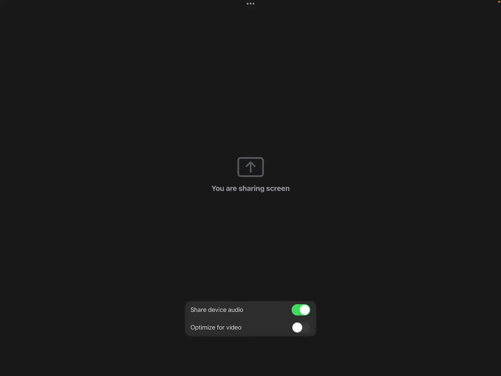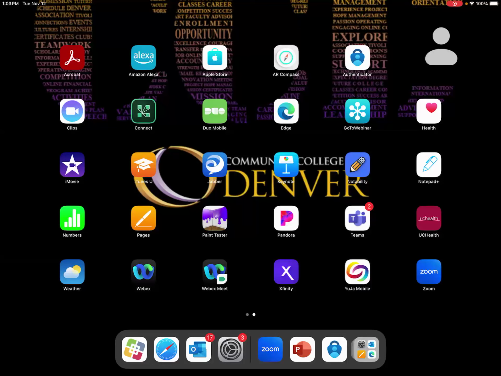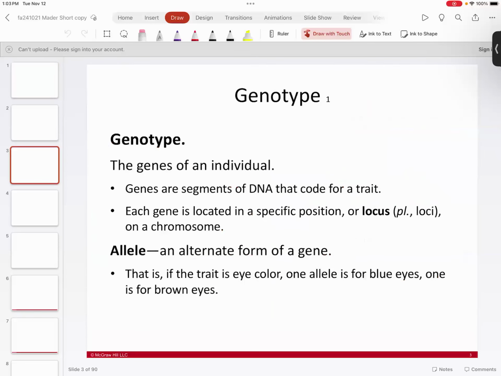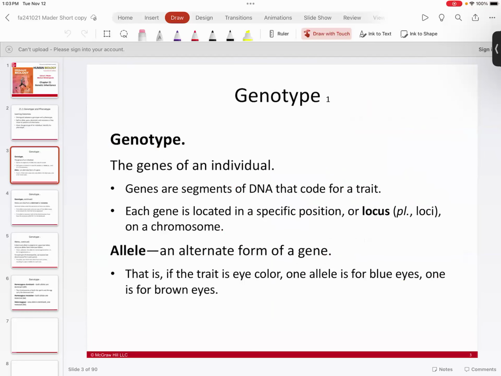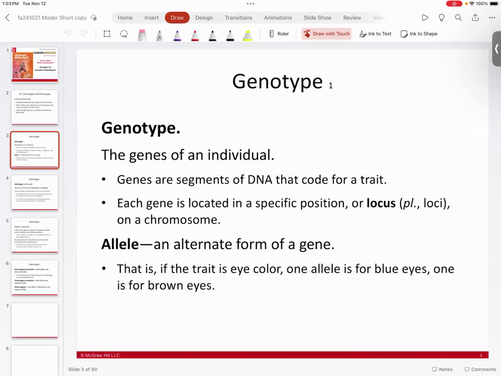Okay, so this is genetics chapter 21, and we're going to take a look at some principles of inheritance. The first thing we get into in genetic inheritance is the difference between genotype and phenotype.